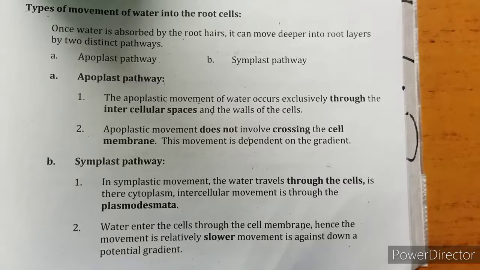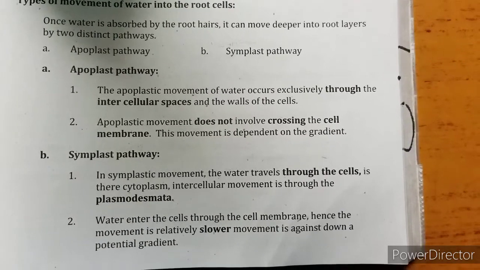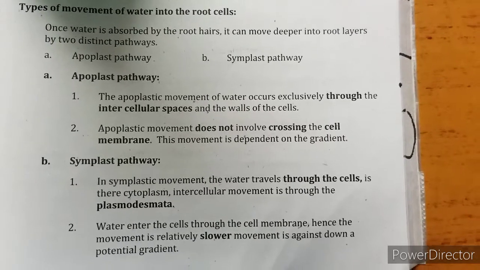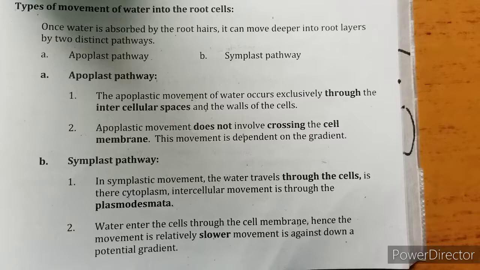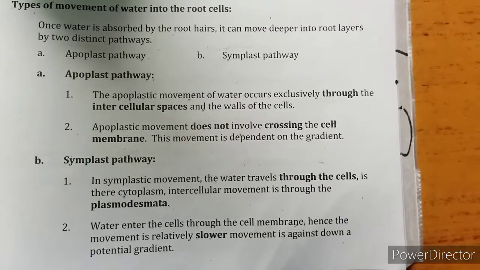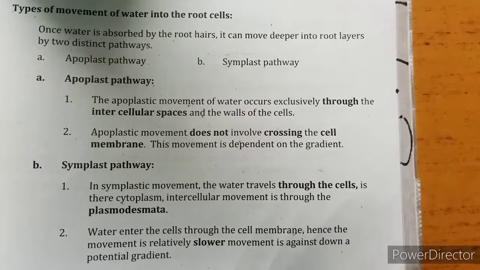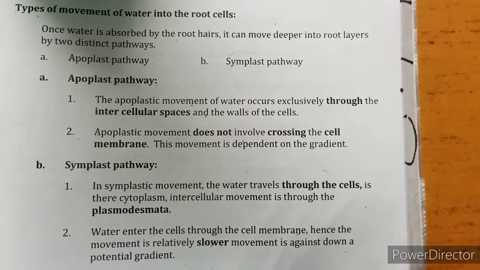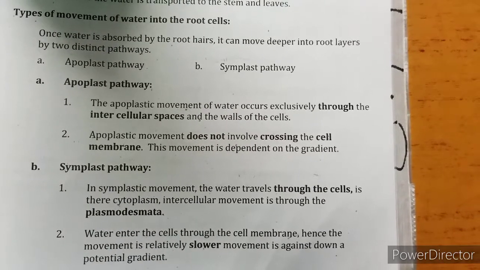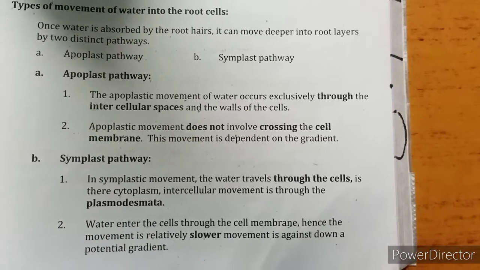Types of movement of water into the root cells. Once water is absorbed by the root hairs, it can move deeper into root layers by two distinct pathways: apoplast pathway and symplast pathway. Apoplast pathway: the apoplastic movement of water occurs exclusively through the intercellular spaces and the walls of the cells. Apoplastic movement does not involve crossing the cell membrane. This movement is dependent on the gradient.